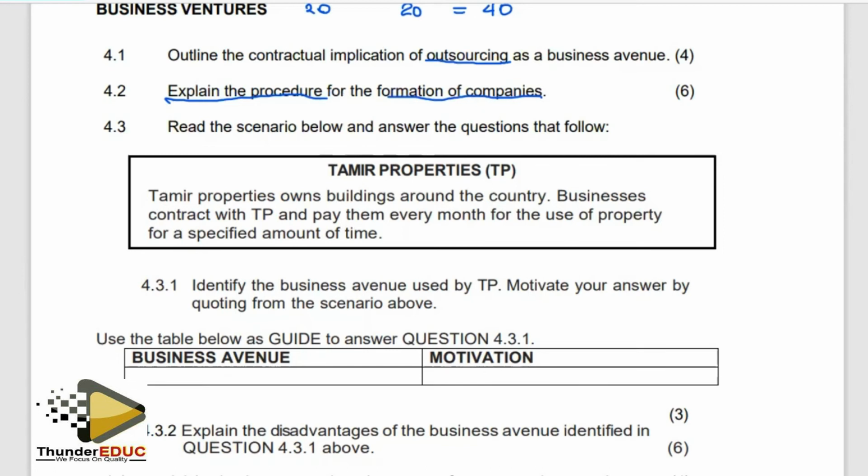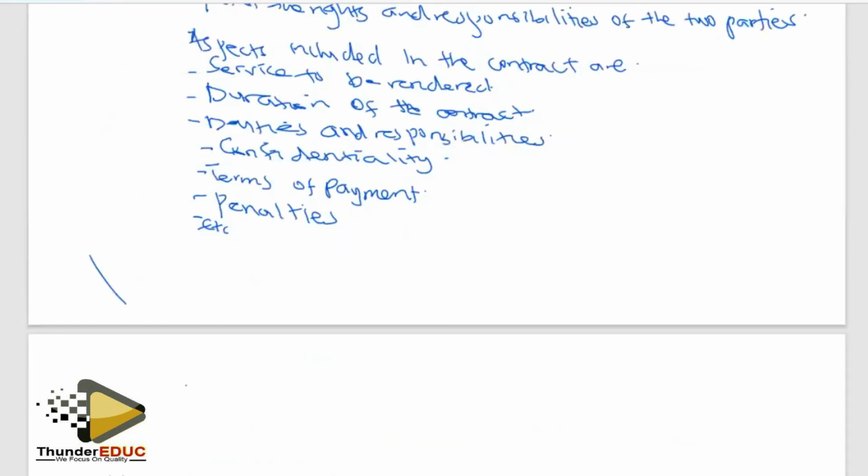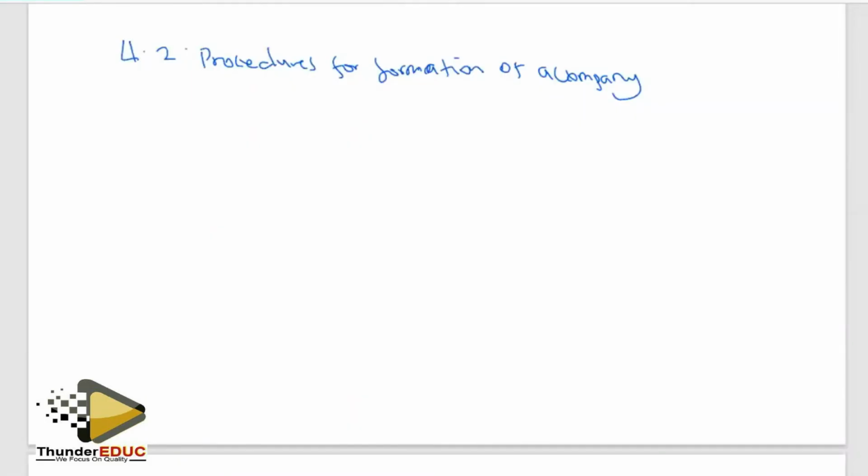4.2. Procedures for the formation of a company. What are we supposed to do? Where should we start from? What should we do first? And what should we do? Procedures for the formation of a company.